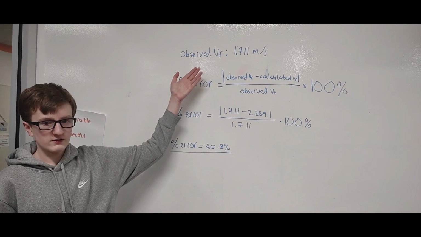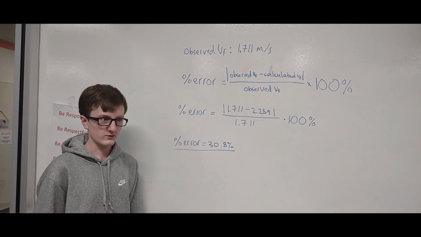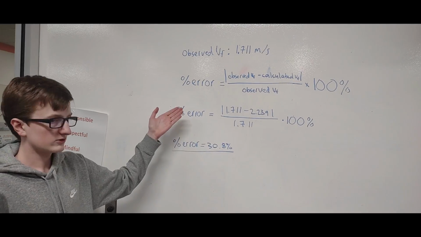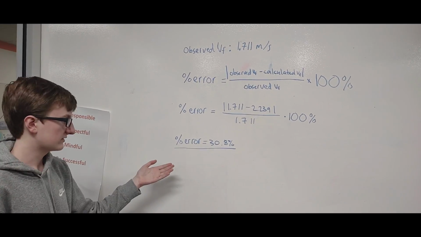Our observed value for the final velocity at the top of the loop is 1.711 meters per second. Using this formula to find the percent error, we found that our error percent is 30.8%.